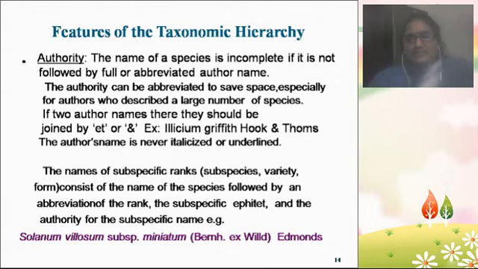The species name, which is the basic unit of taxonomy, should always be accompanied by an author name. Author means the person who identified a plant. The person who discovered the plant is called the author. So generally the author name comes beside the species name.